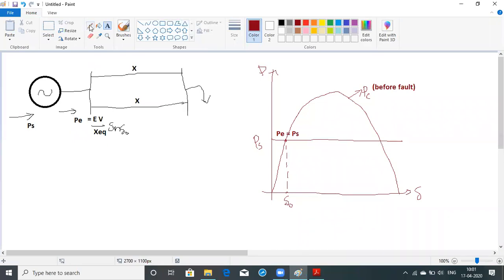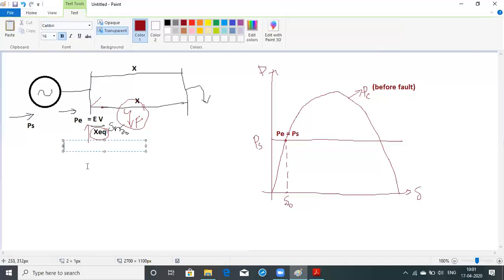Now a fault is going to take place on a transmission line. When a severe fault or three-phase fault takes place on this transmission line, the circuit breaker is going to trip this line out of the system. So now what is the different condition? Now X equivalent is going to increase. What was the previous X equivalent? Previously, X equivalent is equal to just X divided by 2. Is this right?